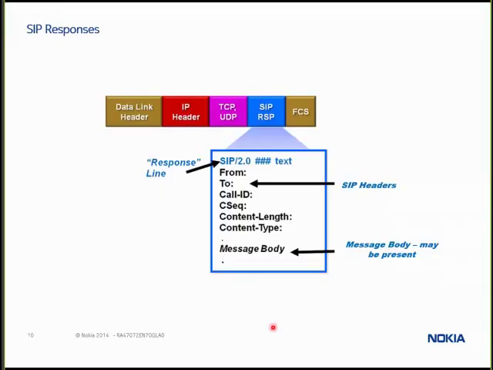So let's look at the SIP response. We send a message, we get a response back. In this response, we're going to tell what kind of protocol we're using, so SIP 2.0. Then we'll have a number, the type of response we're giving, and then we'll have a text. We'll again have the SIP headers, and we may or may not have some kind of message body present in it. Looking at the numbers, what do the numbers mean?